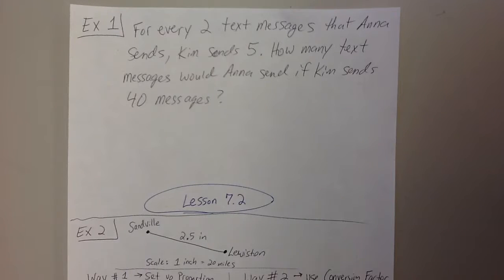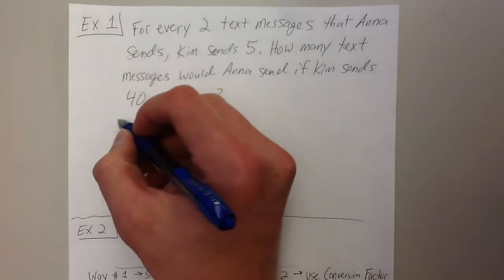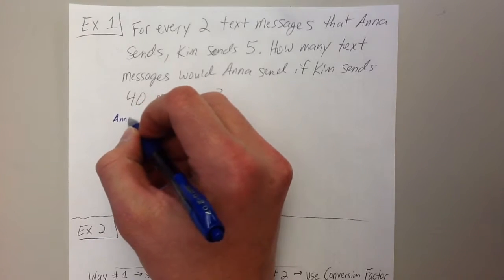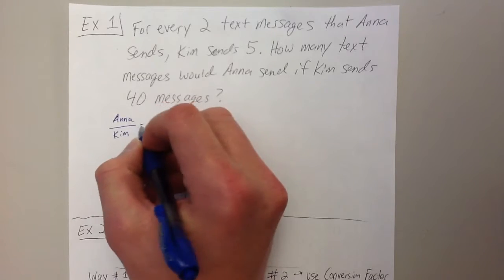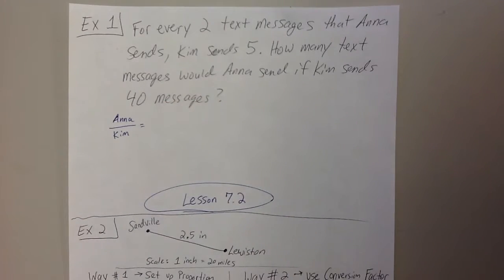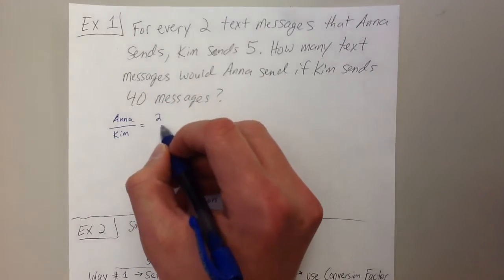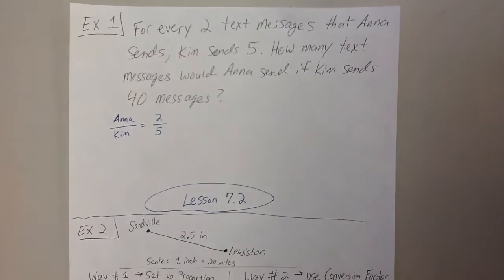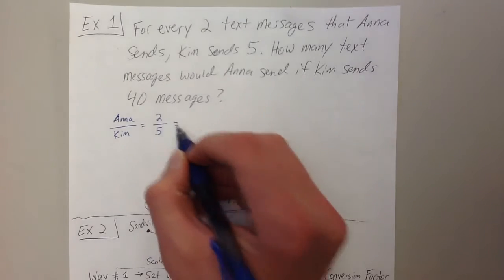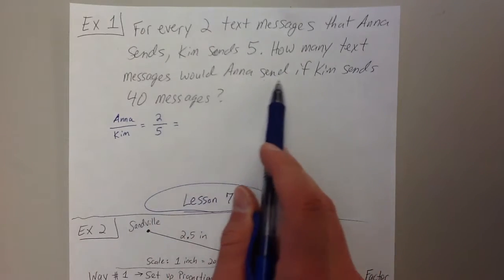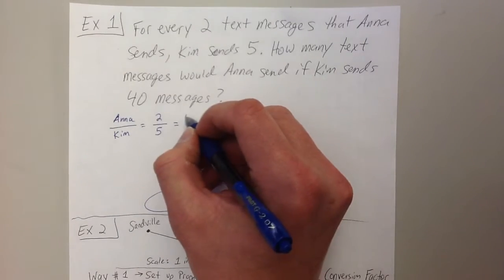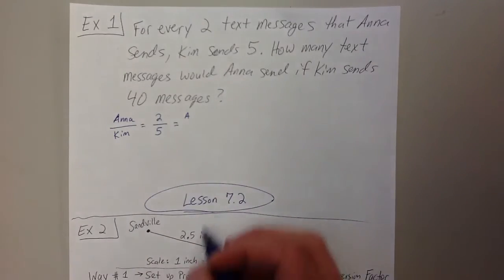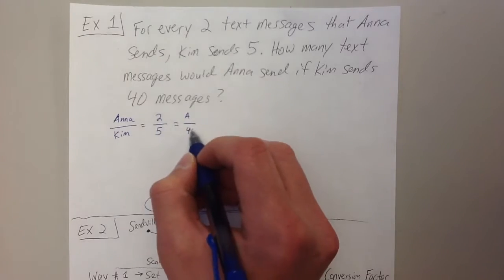All right, so the first step is to set up my proportion. I'm going to write a ratio of Anna's text messages to Kim's text messages. For every 2 that Anna sends, Kim sends 5, so my ratio is 2 to 5. I'm going to set that equal to, it says how many text messages would Anna send? I'm looking for Anna. How many does Anna send if Kim sends 40?